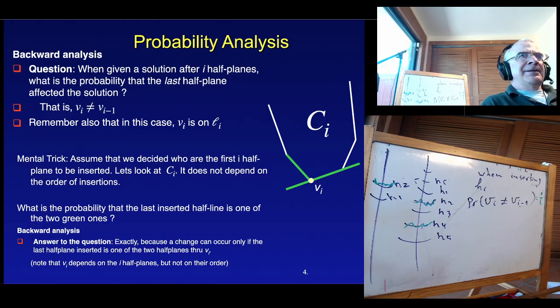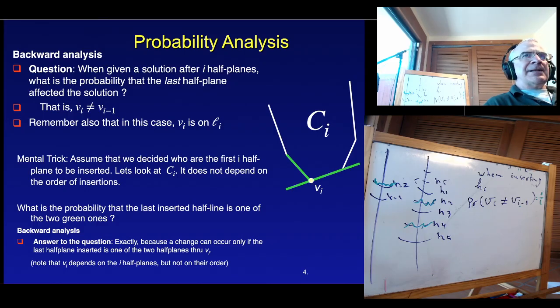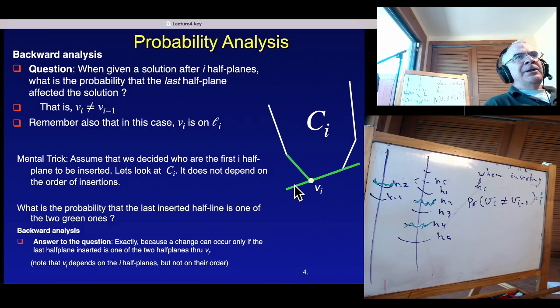But being special has nothing to do with the order that I pick. So I'm asking, let's assume that I already inserted all the half planes. When I inserted the first i half planes, this is the shape that I'm getting. Here is the optimum, the lowest point in the shape that I'm getting, and now I'm doing backward analysis. I pick one of them and I remove it. What's the chance that the one that I removed actually contains vi on its boundary, given that there are i of them?